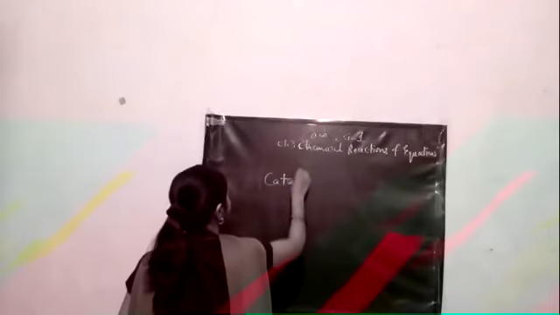Then the next factor on which the rate of the reaction depends is known as catalyst. Now what do you understand by catalyst? A catalyst is a substance which does not take actual part in the reaction, but due to its presence the rate of the reaction is accelerated. The rate of the reaction increases. The reaction is completed at a high rate. Okay, so I'll give you an example, that of hydrogen peroxide.